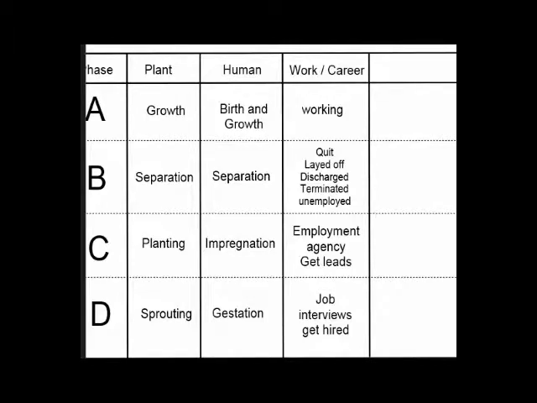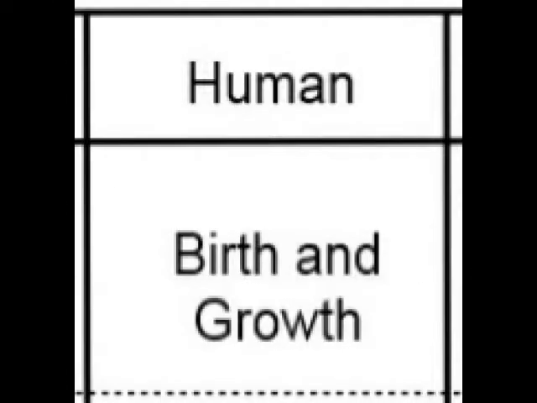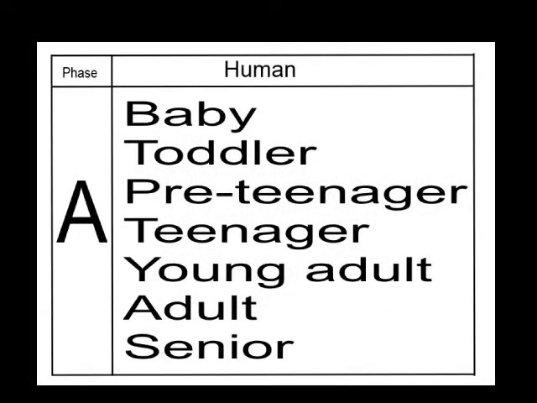The same way that we were able to zoom in on a map, and the more we zoomed in, the more detail we found and saw, we can also zoom in on certain areas here. For instance, phase A in the human environment, birth and growth. The more we zoom in on this particular area, the more detail we will discover, as you see next. We have now subdivided birth and growth into baby, toddler, pre-teenager, teenager, young adult, adult, and senior. And each of these categories can be again subdivided.